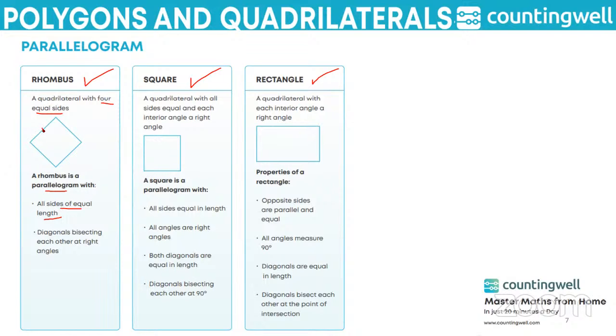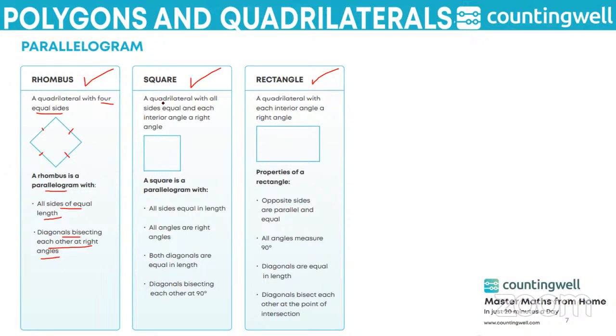So this side will be equal to this side, will be equal to this side, and this side will be equal to this side. And the diagonals bisect each other at right angles. If you draw the diagonal, means line segment joining the non-consecutive vertices, then those line segments will bisect each other at right angles. So the angles formed between those two diagonals will be 90 degrees.